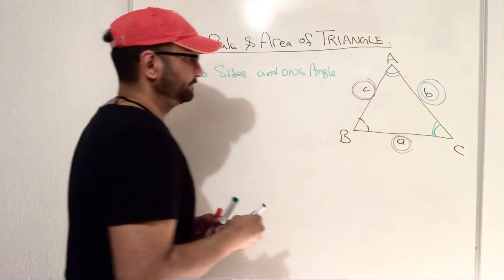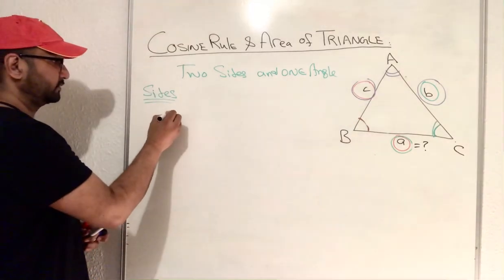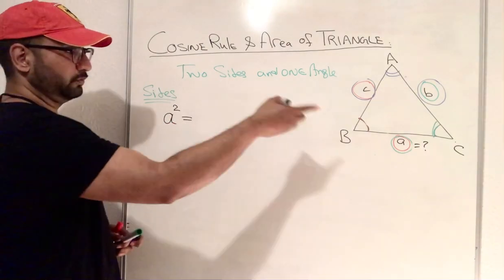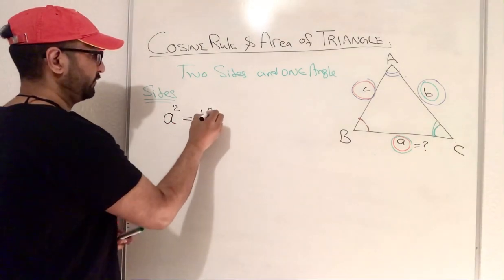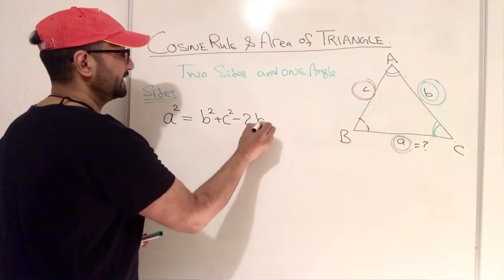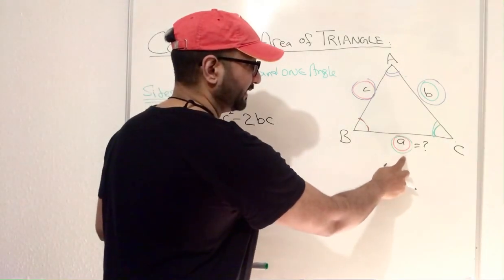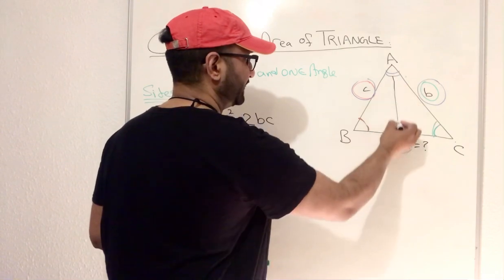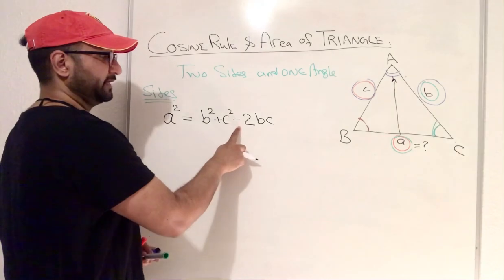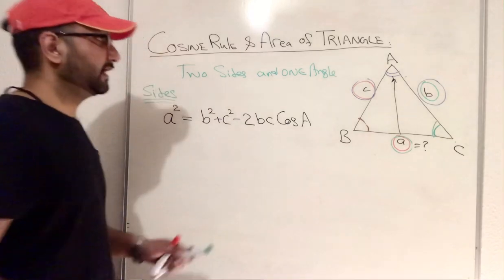If they said that you need to find out that angle, then a squared equals the other 2 sides, b squared plus c squared minus 2bc cos of a. If you're finding this side, then this angle must be given. So the other 2 sides, b squared plus c squared minus 2bc and cos of a. That's why we are using the cosine rule.